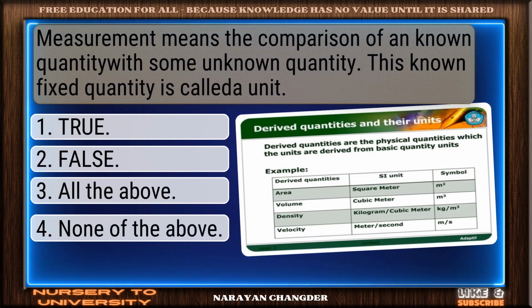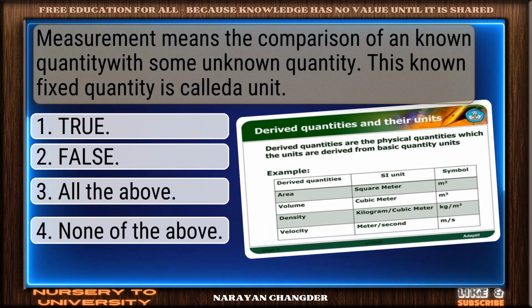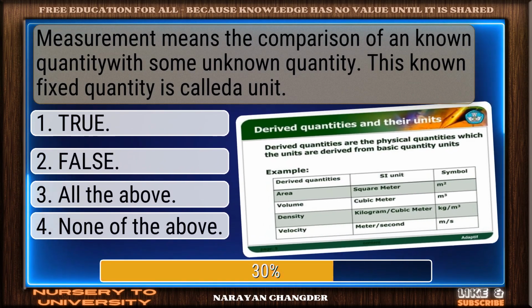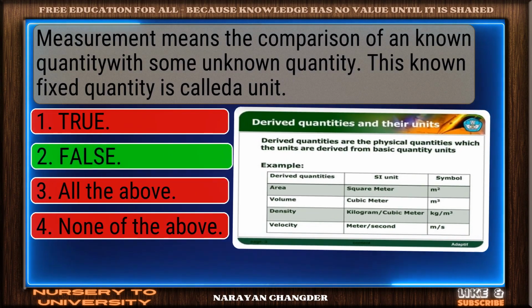Measurement means the comparison of a known quantity with some unknown quantity. This known fixed quantity is called a unit. Right again. False is a valid answer.